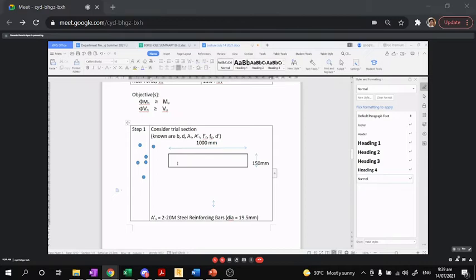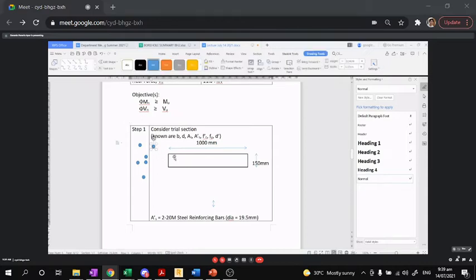Then we put some reinforcement here. Now, I am designing near the support, so the reinforcing bars are the top bars. Okay, and say that I have these numbers of bars.